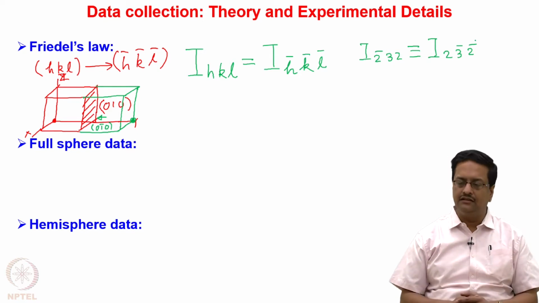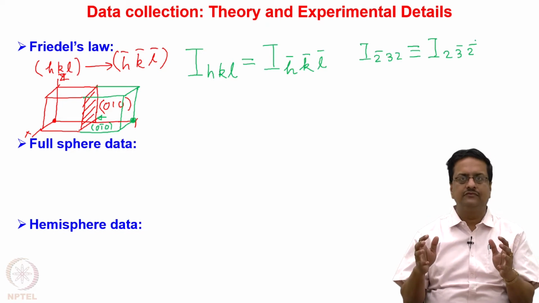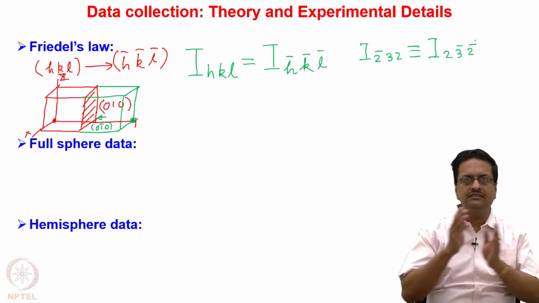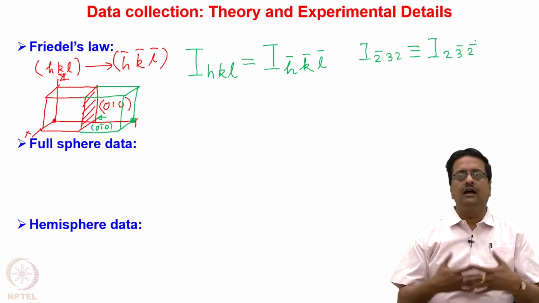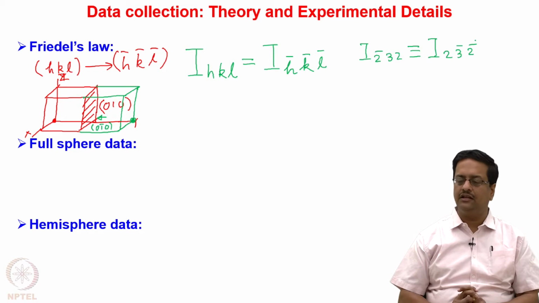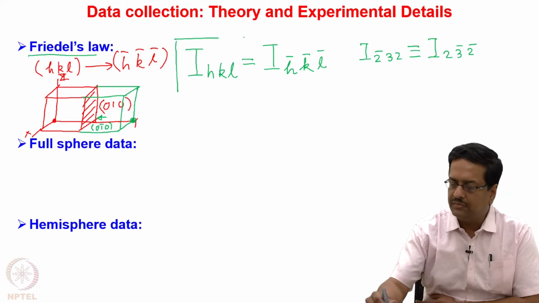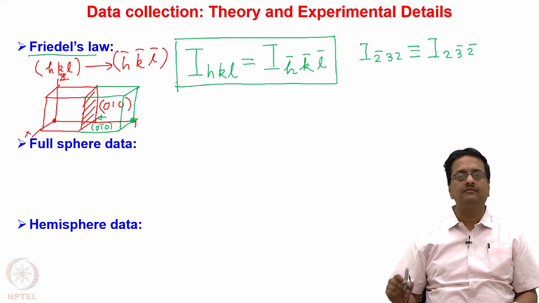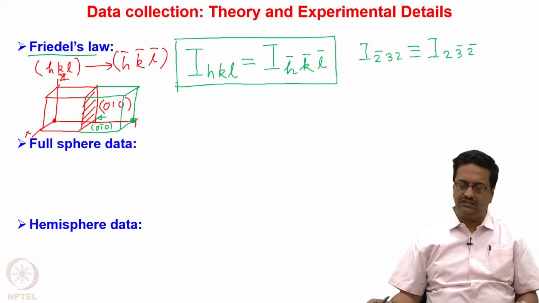It is true for all values of H, K and L, which means when we collect a full sphere of data, which means collecting all the possible values of H, K and L ranging from minus infinity to plus infinity through 0, it is already an excess amount of data because of Friedel's law, which we have indicated here, which is mathematically written as I HKL equal to I H bar K bar L bar, and is valid for all crystals, no matter whether they are centrosymmetric or non-centrosymmetric.